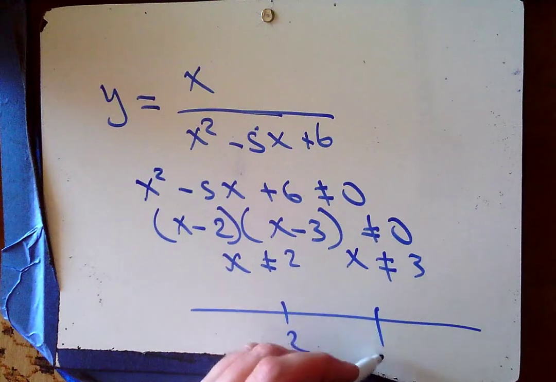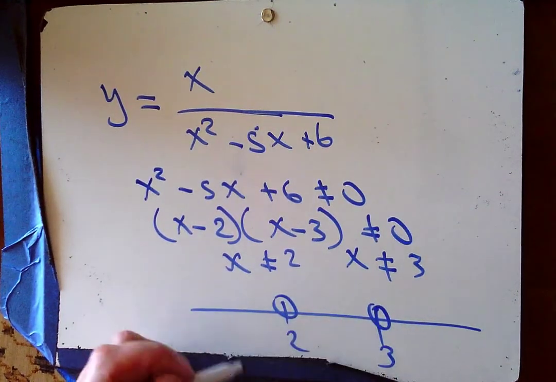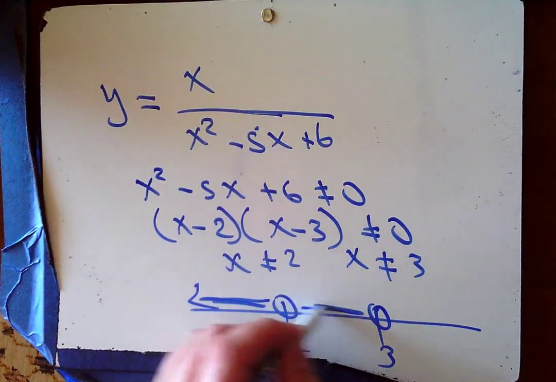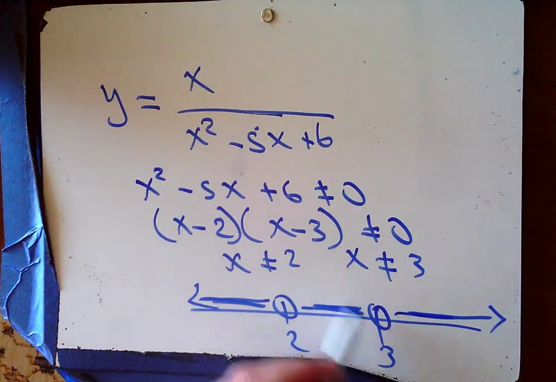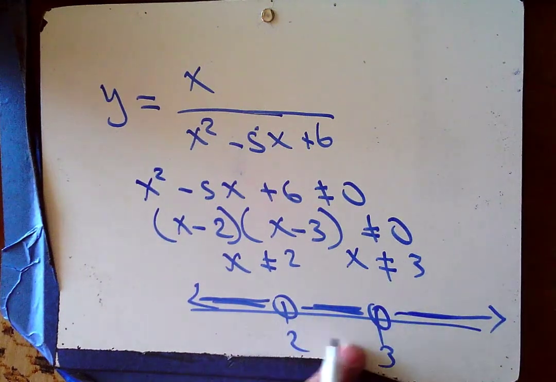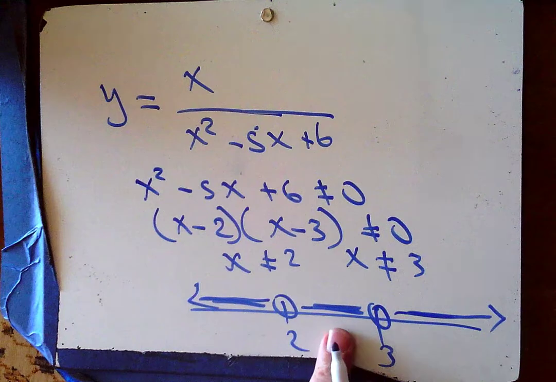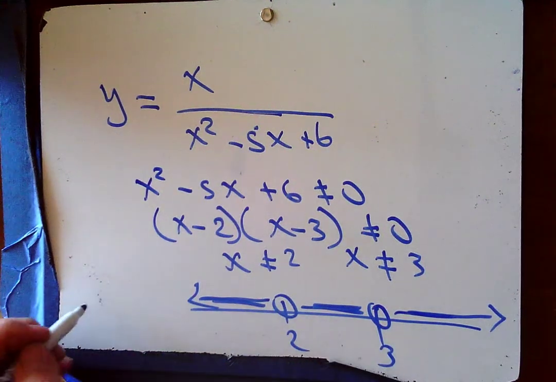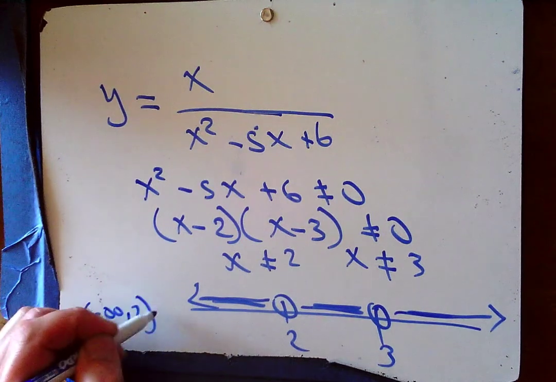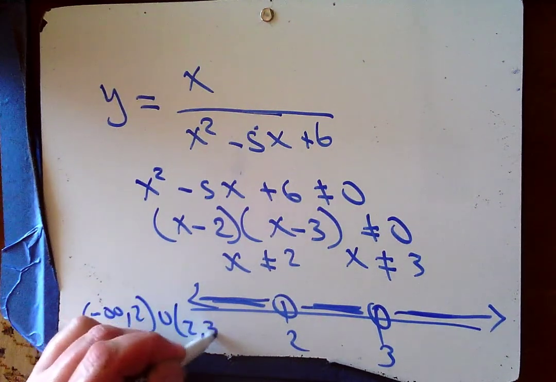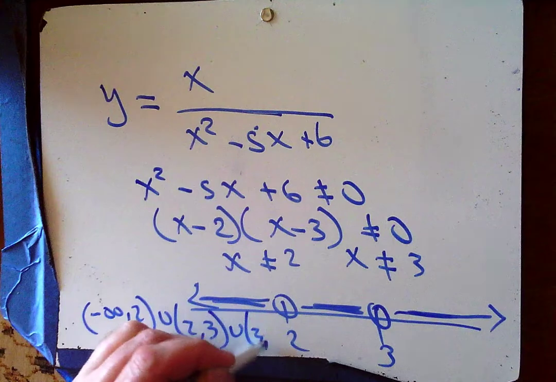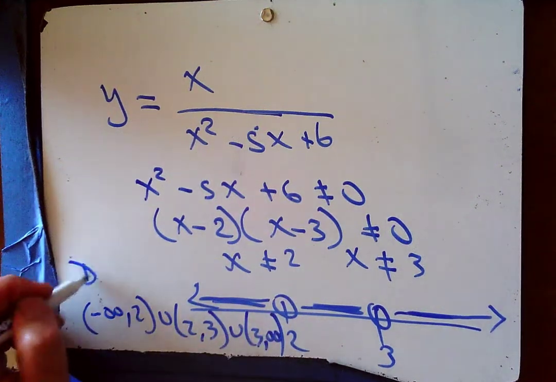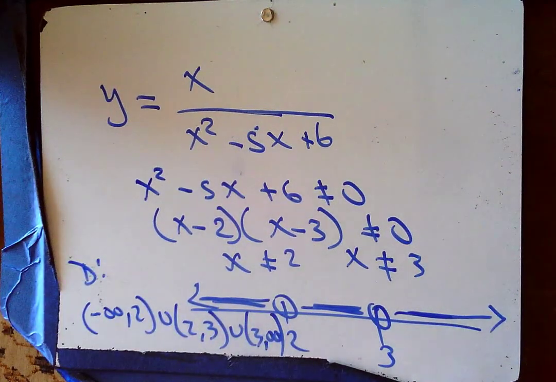On my number line, this is what I can't equal. I can be all these other things. This middle section is the most common mistake for students. They completely forget about this. Please don't. So we've got negative infinity up to 2, union 2 to 3, union 3 to infinity as our domain. Okay? How about this one?